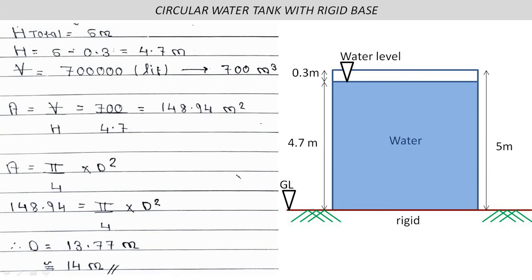We know the formula for area is pi by 4 d square. We also know the value of area, so we can find the diameter of the water tank. We have calculated the diameter as 13.77, and it is rounded off to 14 meter. So we have found the height of water as 4.7 meters, volume as 700 meter cube, the area of water tank as 148.94 meter square, and the diameter of the water tank as 14 meter.